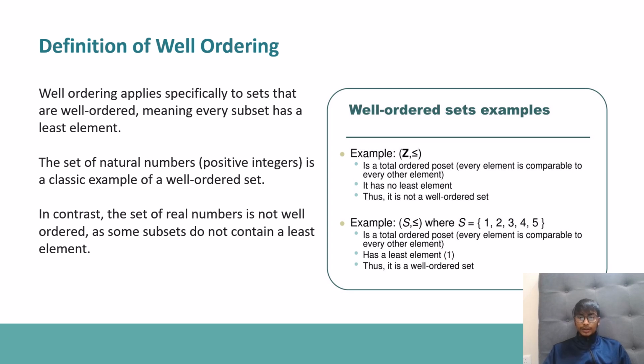Well-ordered set example: Z with less than or equal to is a total order poset. Every element is comparable to every other element. This has no least number, thus it is not a well-ordered set.